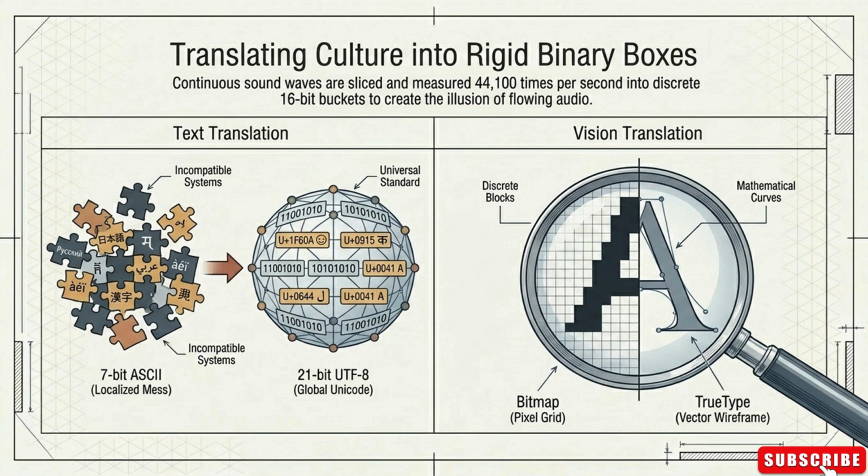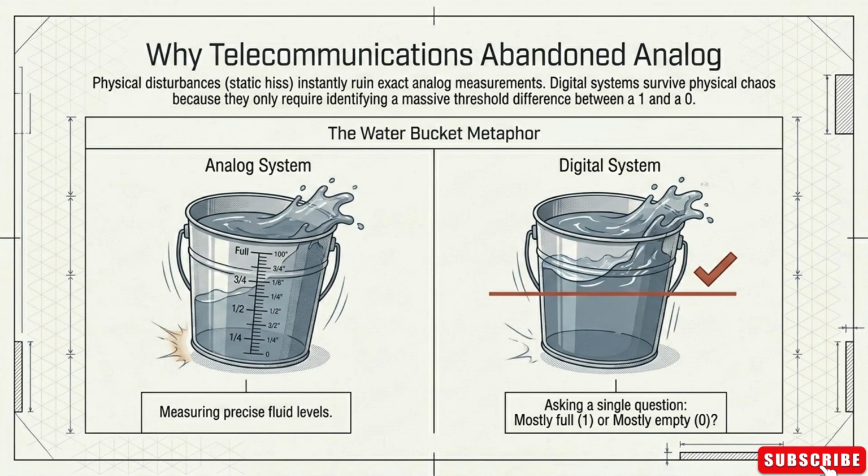The source text has this brilliant analogy to explain why we even bother with all this translation. Like, why not just keep everything analog like old cassette tapes or vinyl? It compares analog and digital systems to measuring water in a bucket. If we connect this to the bigger picture, it makes so much sense. In an analog system, the signal is continuous. You are trying to measure the exact precise level of the water in that bucket. But if the table gets bumped, the water sloshes around. That physical disturbance instantly ruins your exact measurement. And in audio terms, that sloshing is static, hiss, or interference noise.